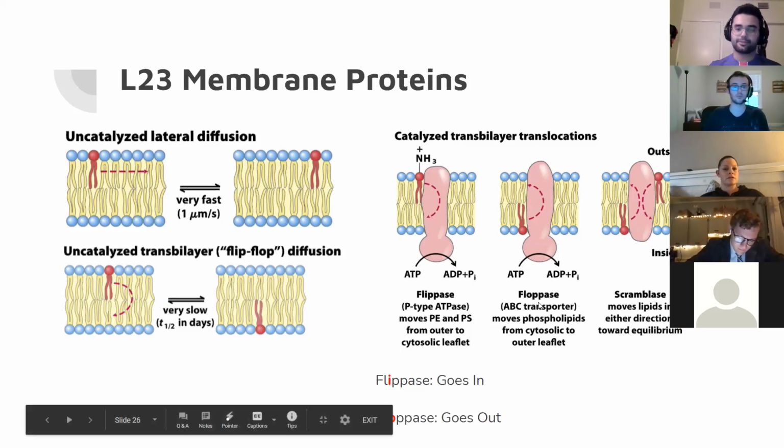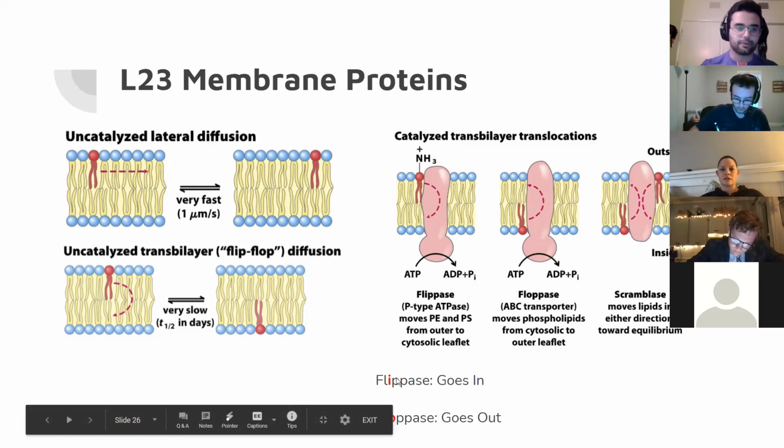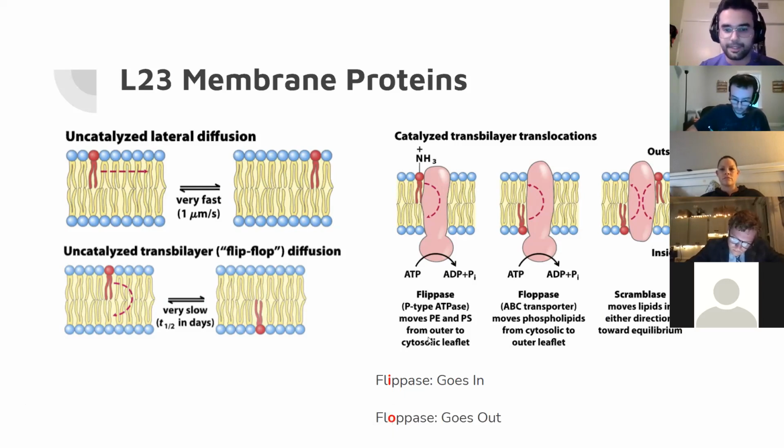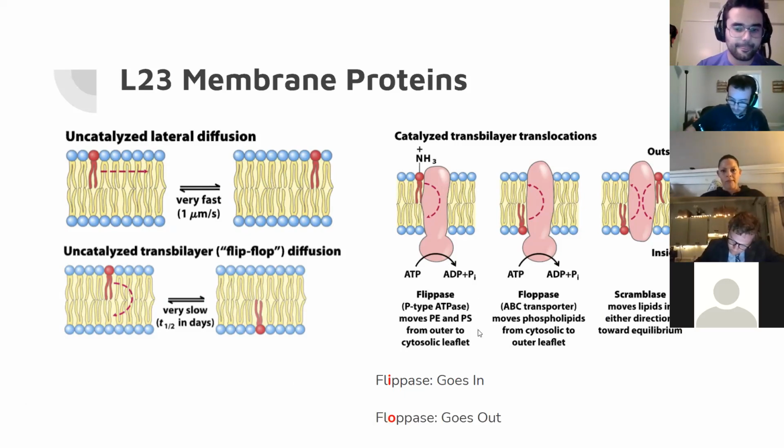It's flippase, floppase, and scramblase. Flippase moves our phospholipid into the membrane, and then our floppase moves it out of the cell. So again, flip I goes in, O goes out. They're both using ATP. And our scramblase just moves in either direction depending on where the equilibrium is. The other important thing to know is that flippase is a P-type ATPase, while our floppase is an ABC transporter. This is going to come up a little bit later, but it's pretty important to at least know.